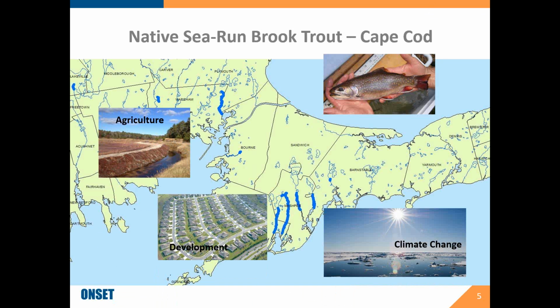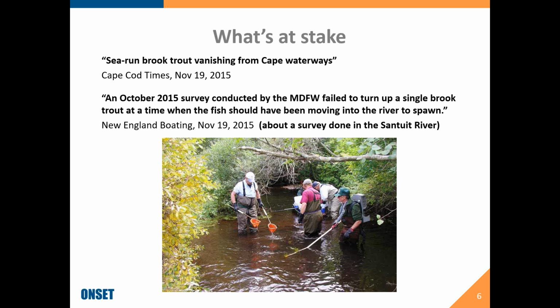But yeah, climate change, of course, is affecting the environment in many ways. In particular, what's at stake for the sea-run brook trout? Here's some headlines from 2015. Sea-run brook trout vanishing from Cape waterways. And then in October, there was a survey conducted where they failed to turn up a single brook trout in the Santuit River. Here they're using electrofishing to see what they find. So that's not good when you're not seeing fish at all in the streams.